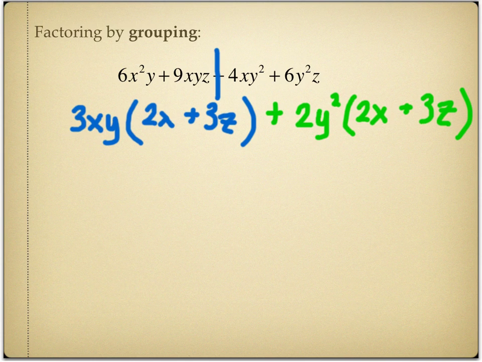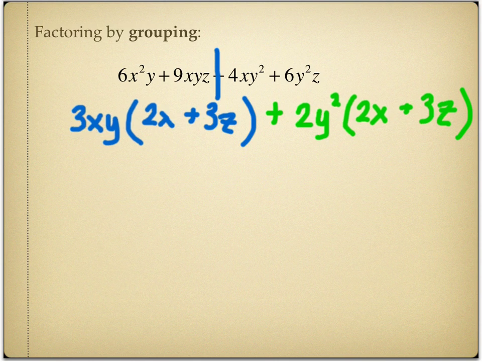Now here's the tricky part. You might say, well, what can I do with that? That looks worse than it started with, and you're right. But look at this. 2x plus 3z in parentheses there. In a sense now, that's going to be my new common factor of this whole expression.